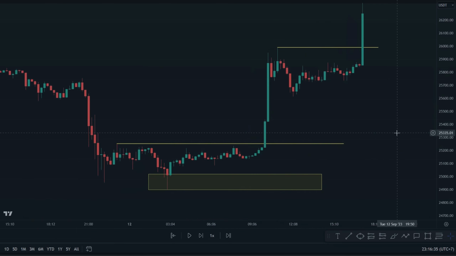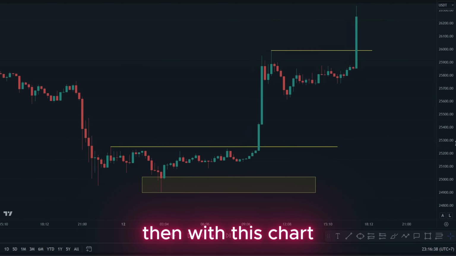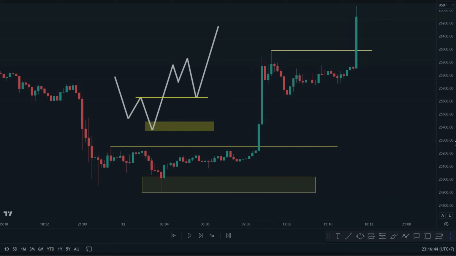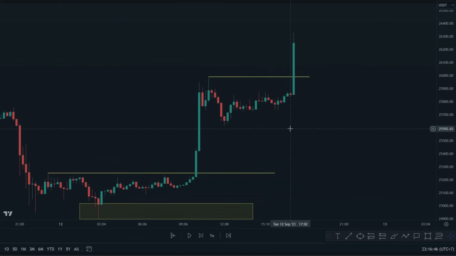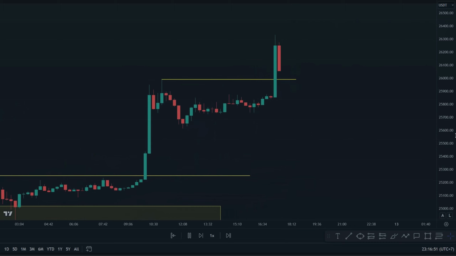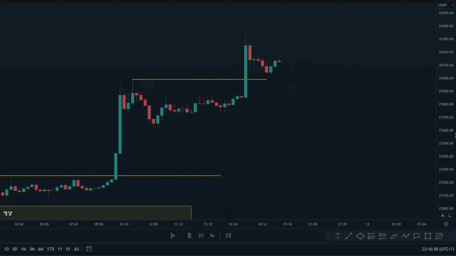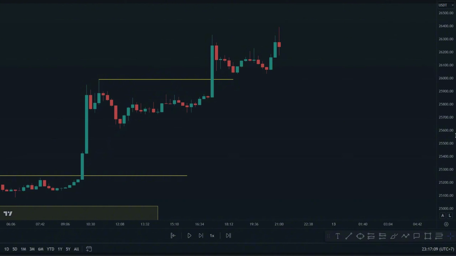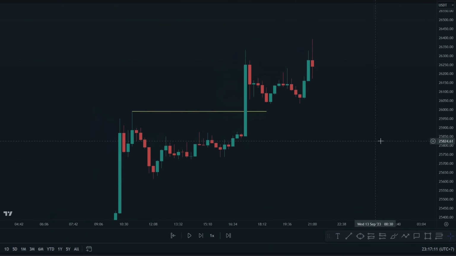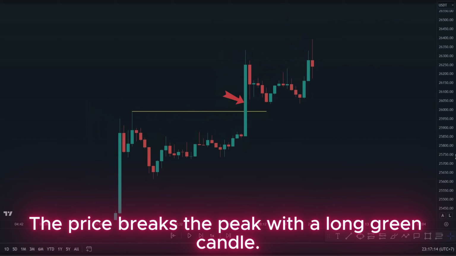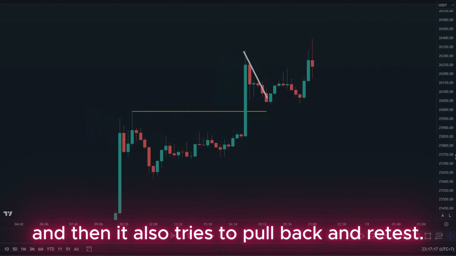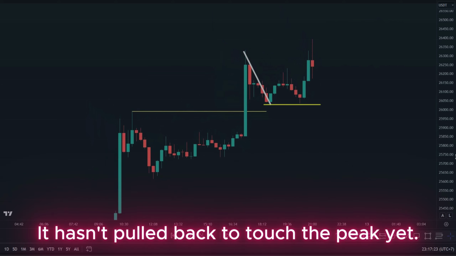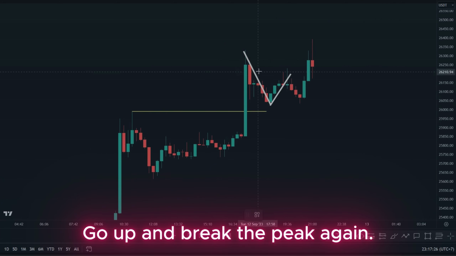And to make it easier to visualize, on a simple chart I would draw it like this. Okay, let's continue. It's repeating the exact same thing as before. The price breaks the peak with a long green candle, and then it also tries to pull back and retest. First, retest this peak. But it only got this far. It hasn't pulled back to touch the peak yet. Then it continues to rise and break the peak again.